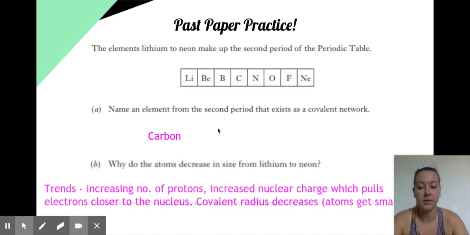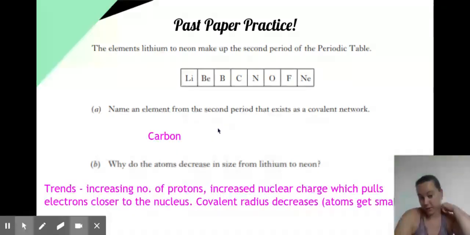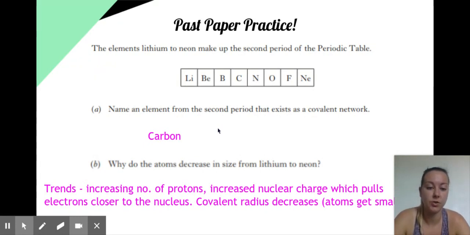If you had something like this, so as I said, it's trends, as you go across a period, the number of protons increases, which means you have an increased nuclear charge. This pulls the electrons closer to the nucleus and the covalent radius decreases. In other words, atoms get smaller.